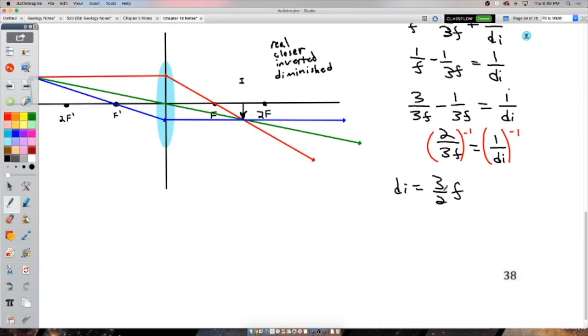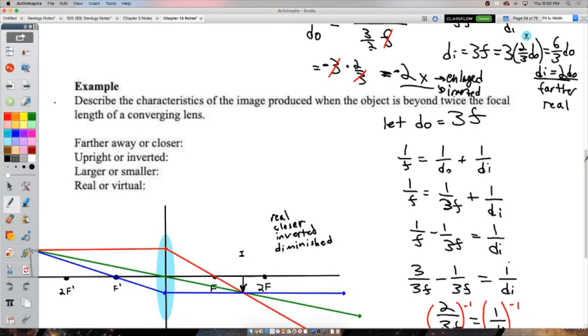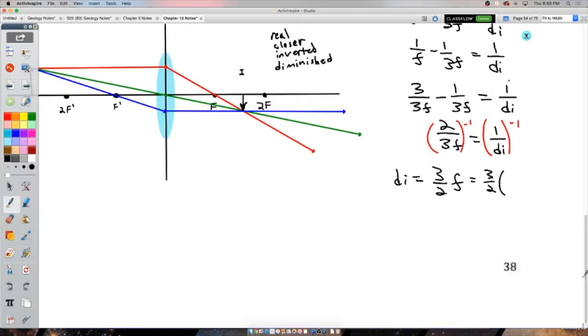So it's definitely closer. We can also just show that. 3 over 2 times what was f? Well, do equals 3f, so f equals do over 3, right? So if we plug that relationship in, do over 3 for f, boom, we get that di equals do over 2. Yes, definitely now we've shown that di is smaller than do, because di is half of do. So what does that tell us? Closer, right? The image distance is smaller than the object distance.